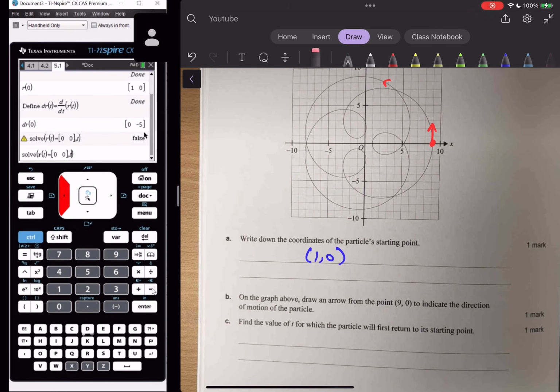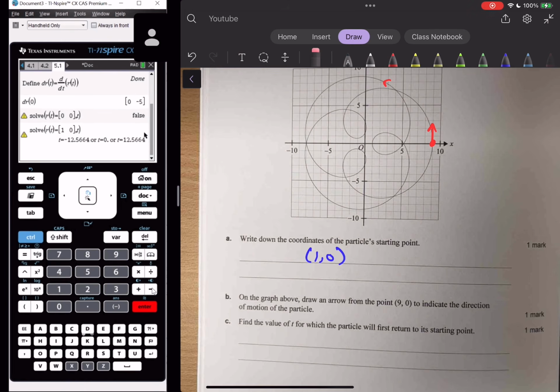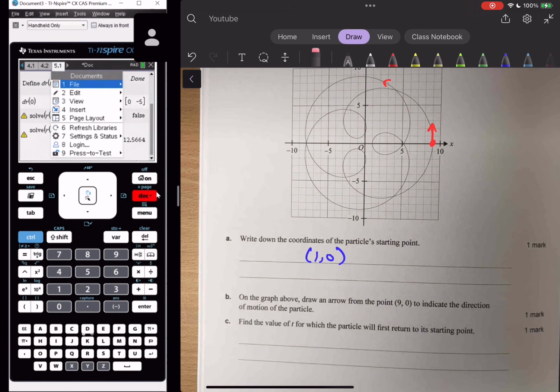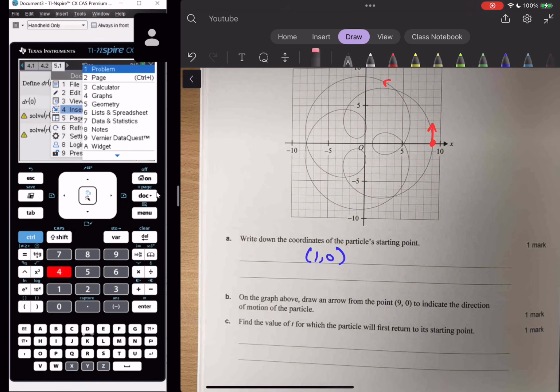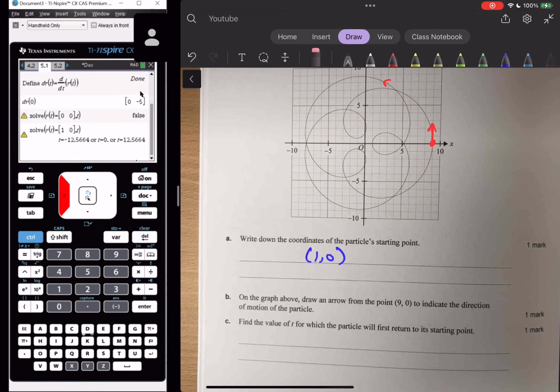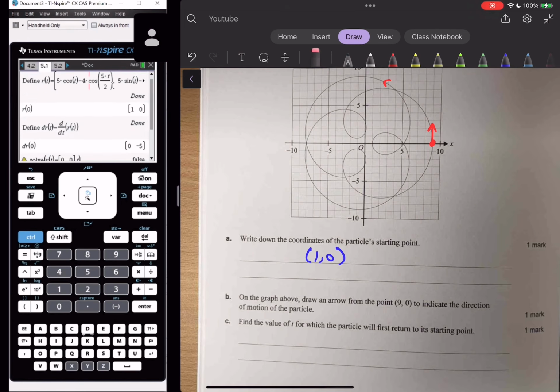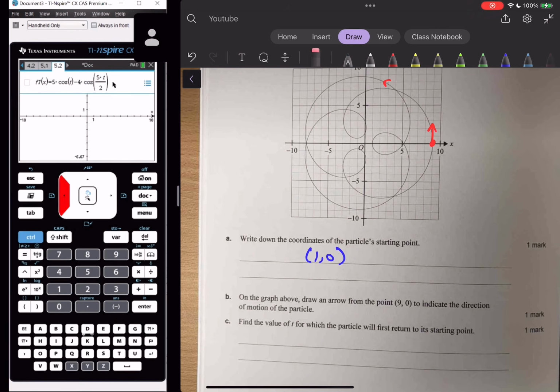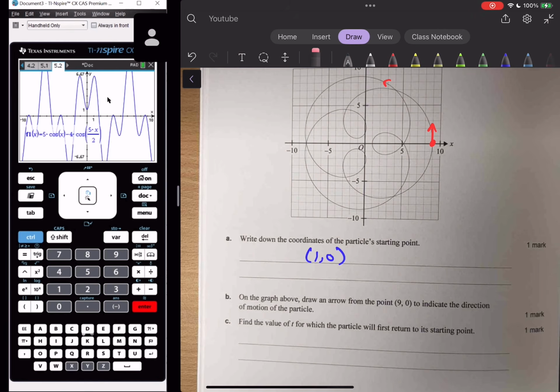Starting point is not 0, 0, it's 1, 0. So it looks like we get t equals 12.5664. We can verify this by plotting it. Let's do 4, 4, and then I'm just going to plot, say, the x components of this function. So I'm going to Control C that, Control V, replace all these t's with x's, and let's see.